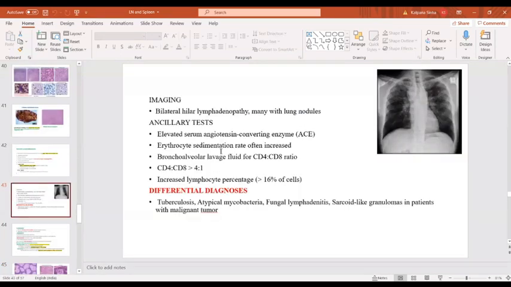There are tests which we do to diagnose sarcoid: angiotensin converting enzyme will be elevated, and the CD4 to CD8 ratio will be altered. The most important thing is you have to differentiate it from tuberculosis. Whenever there is a granuloma, we always have to differentiate it from sarcoidosis. So it is a very important differential for tubercular lymphadenitis.